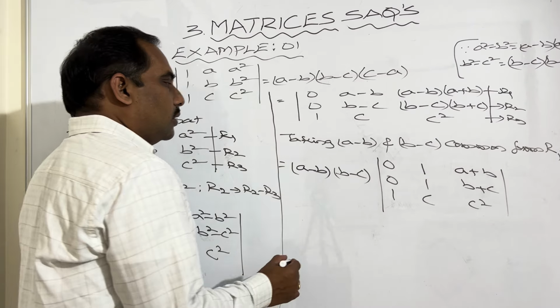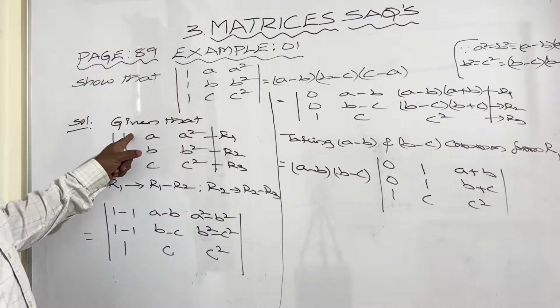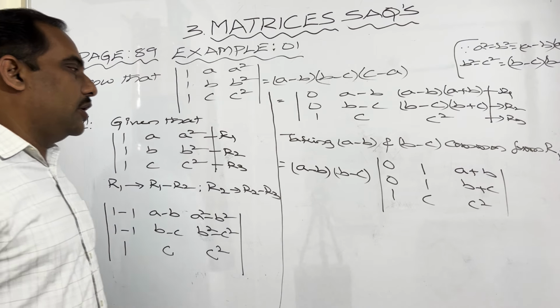See, observe here, once after converting any two elements in the first column as zeros, now you can expand the determinant.